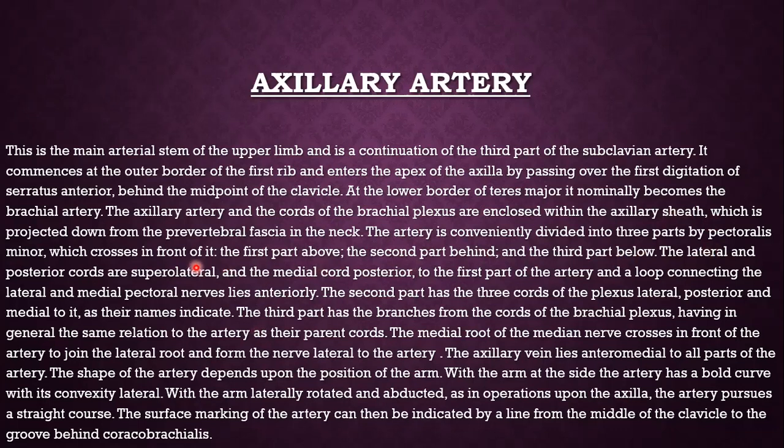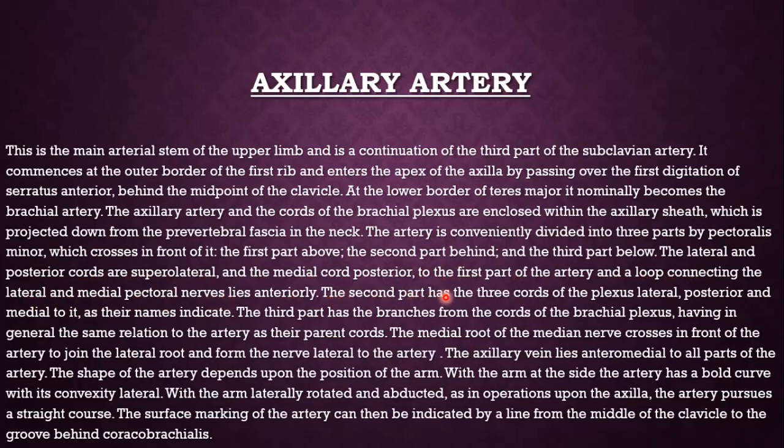Now, the lateral and the posterior cords are superolateral, and the medial cord posterior to the first part. This is the relation of the first part of the axillary artery to the cords of the brachial plexus, with the lateral and the posterior cords superolateral to it in the first part, but the medial cord posterior to it. Then, anterior to the first part of the artery, there is a loop connecting the lateral and the medial pectoral nerves.